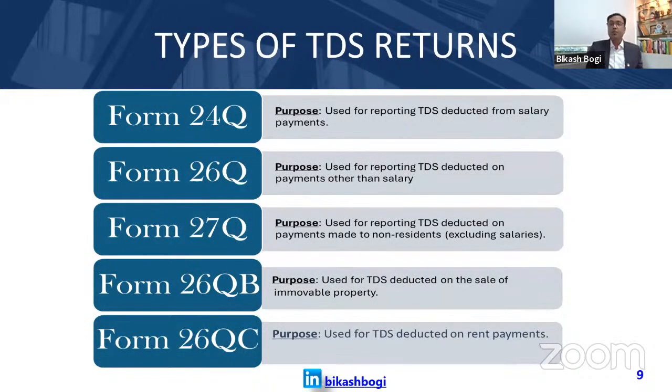Types of TDS returns. This is important. How many types of returns does one need to file? There are many TDS returns. 24Q is with respect to TDS on salary. All the transactions with respect to salary will be captured under 24Q. All transactions with respect to payments other than salary will be captured in 26Q. Transactions with respect to payments made to non-residents will be captured in 27Q. Transactions with respect to sale of immovable property shall be captured in 26QB, and TDS on rent payments. All these rent payments will be captured in 26QC.